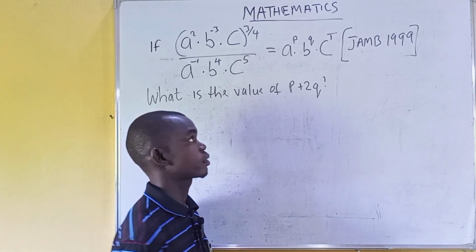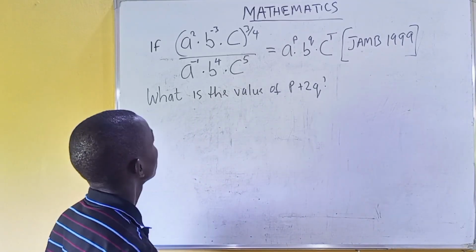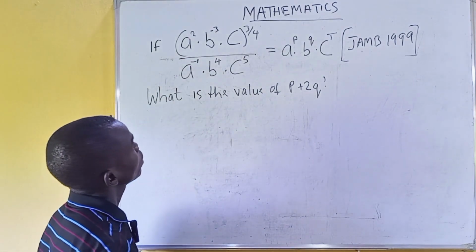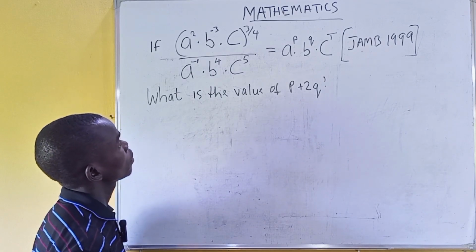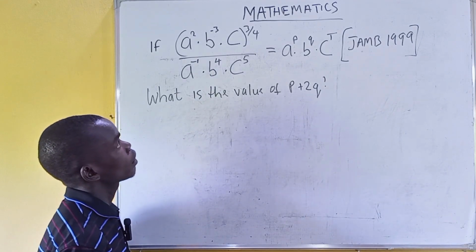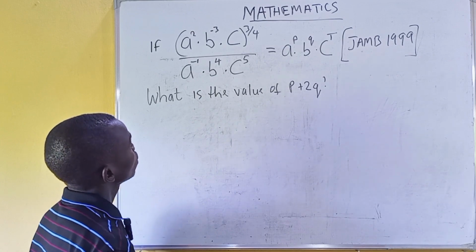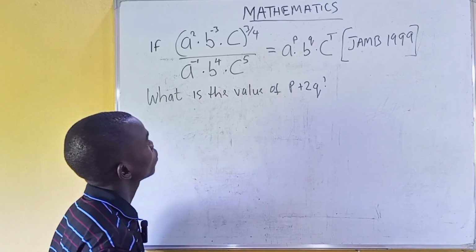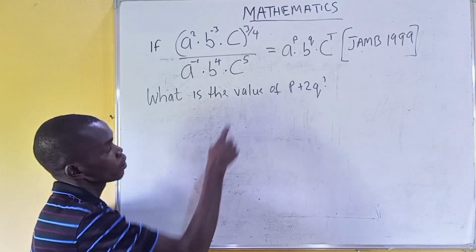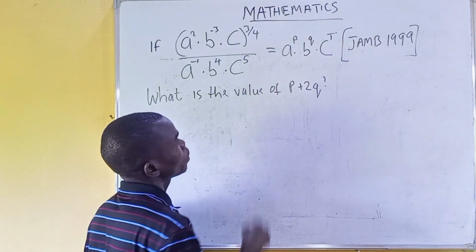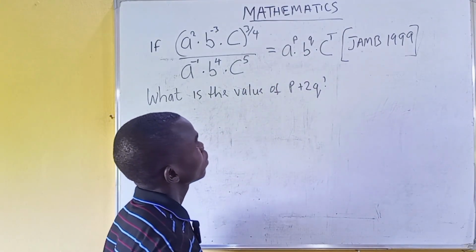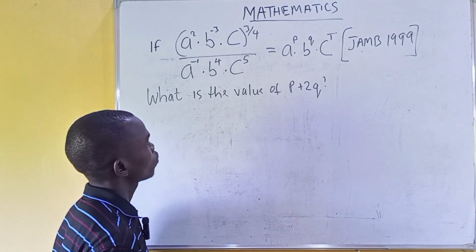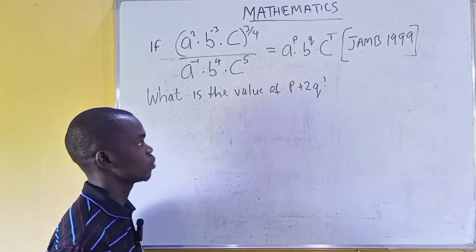Let's look at this 1999 JAMB question. If (a^2 b^-3 c)^(3/4) divided by a^-1 b^4 c^5 is equal to a^p b^q c^t, what is the value of p plus 2q?